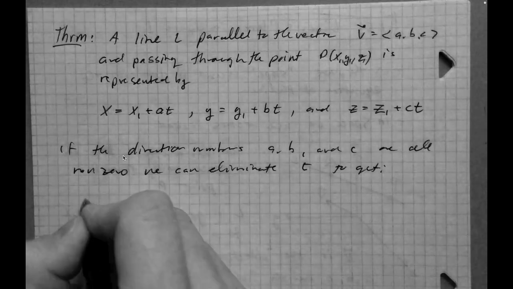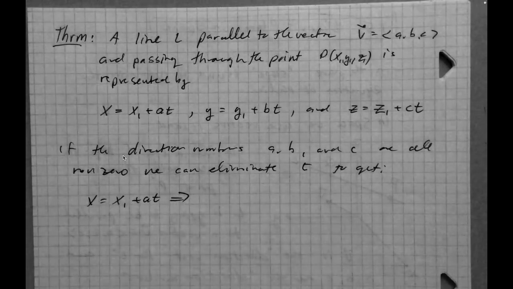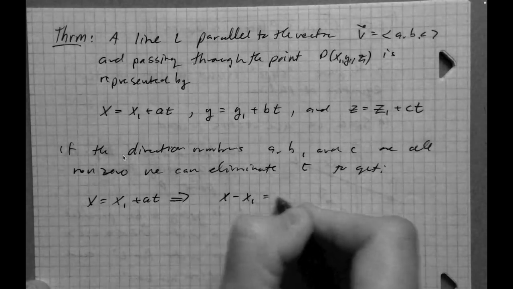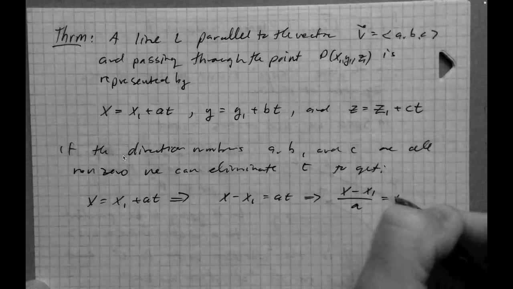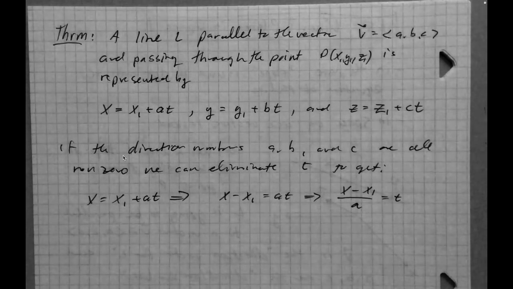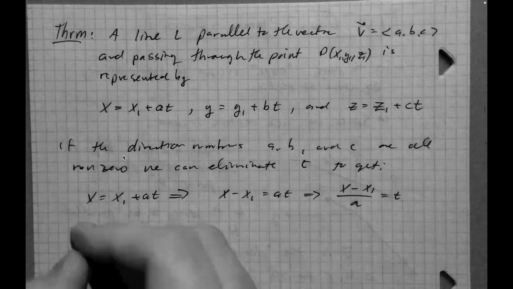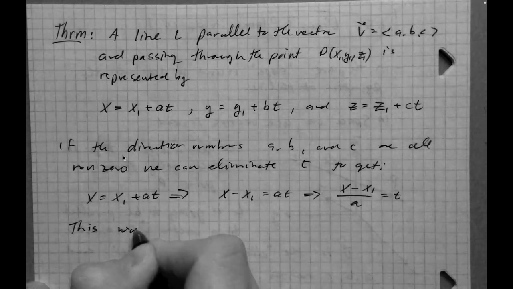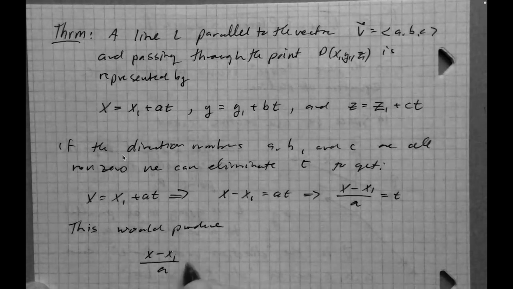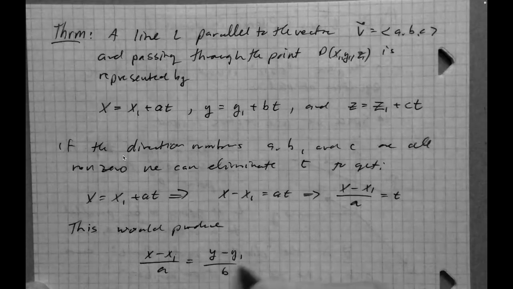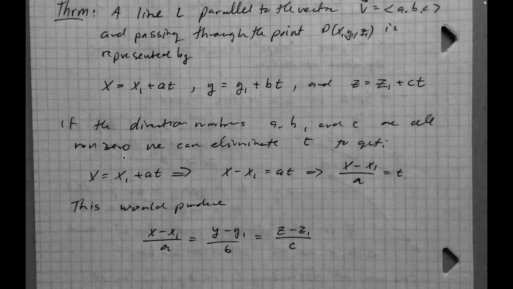Basically, we could say, for example, x equals x1 plus at. That implies that x minus x1 equals at, which implies that x minus x1 over a equals t. We could do that for all three of them, and since they all equal t, we could equate them and we'd get the symmetric equations. This would produce x minus x1 over a equals y minus y1 over b, which would be equal to z minus z1 over c.